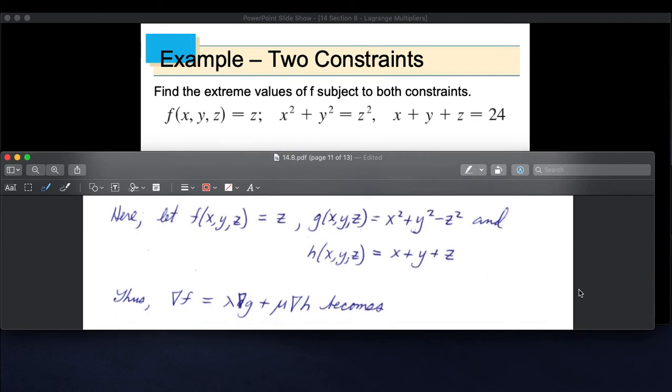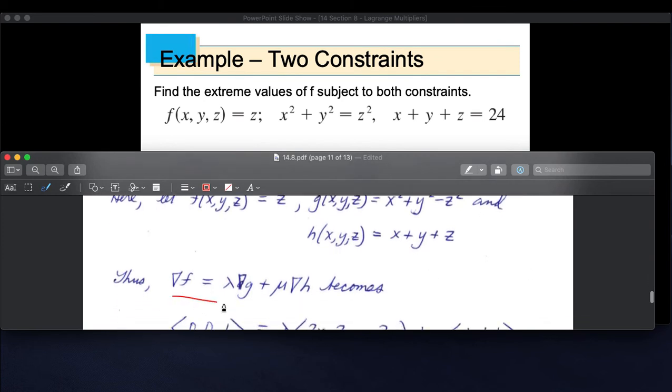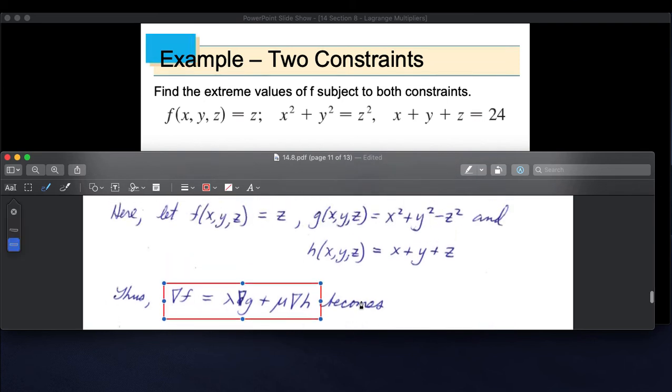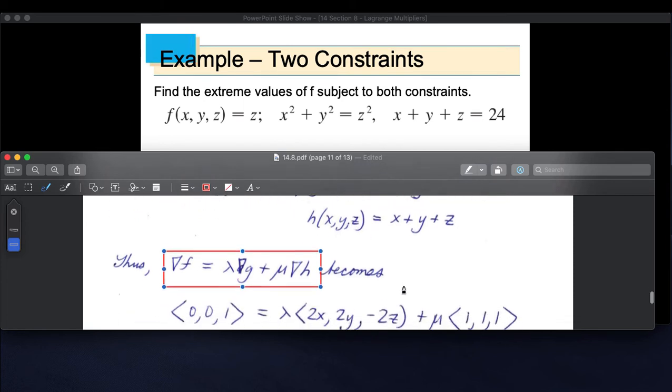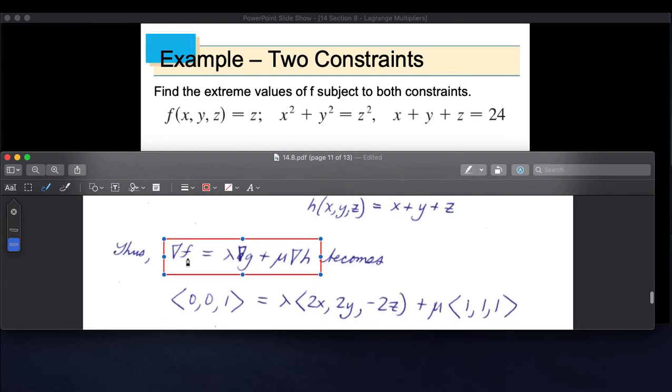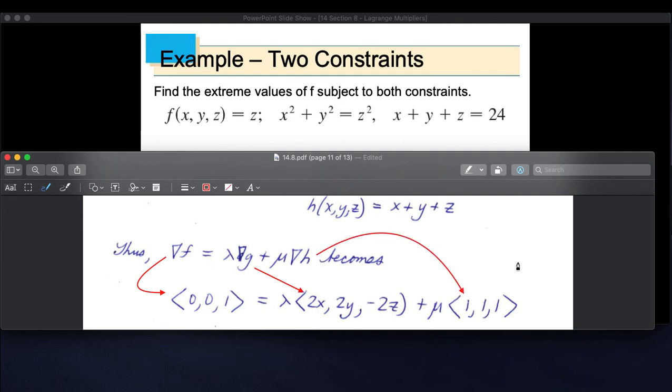Okay, so this is our Lagrange equation here. And before I show you the answer to that, let me just kind of dissect it. The gradient of f is super easy, right? The gradient, the derivative with respect to x, then the derivative with respect to y, derivative with respect to z. That's pretty simple. But then the same thing happens over here. We need to find the gradient of g and the gradient of h. And we end up getting, this is the gradient of f right here. Okay. This is the gradient of g, and this here is the gradient of h.